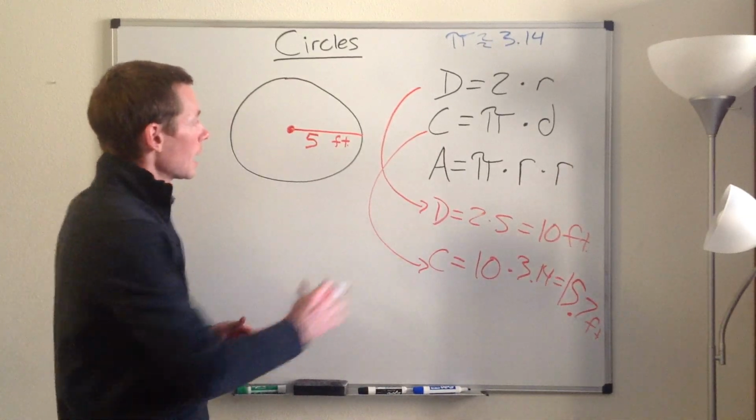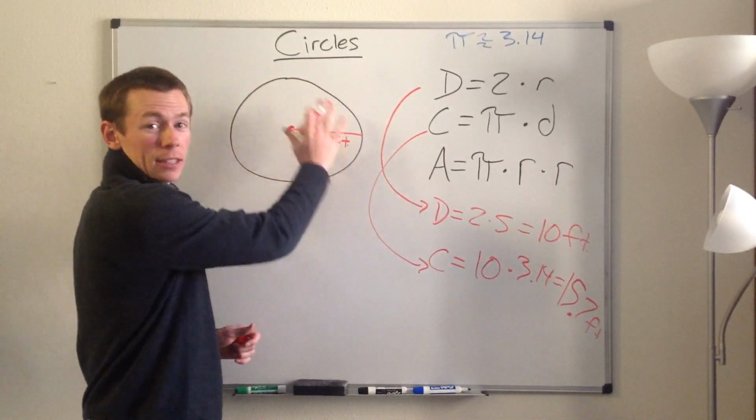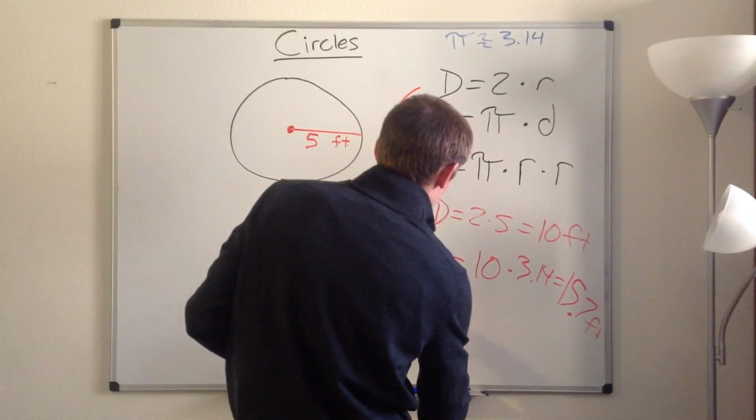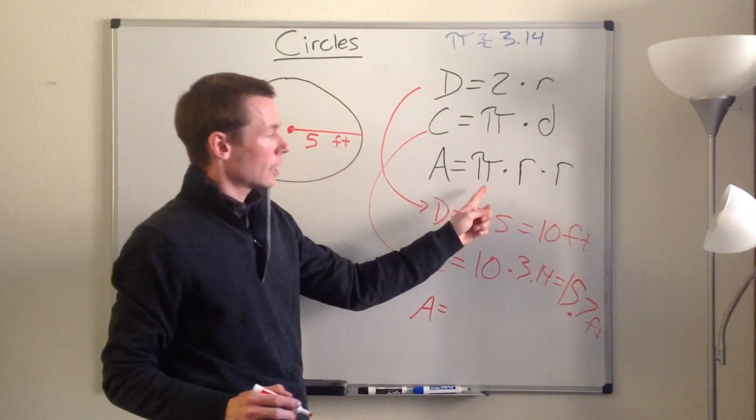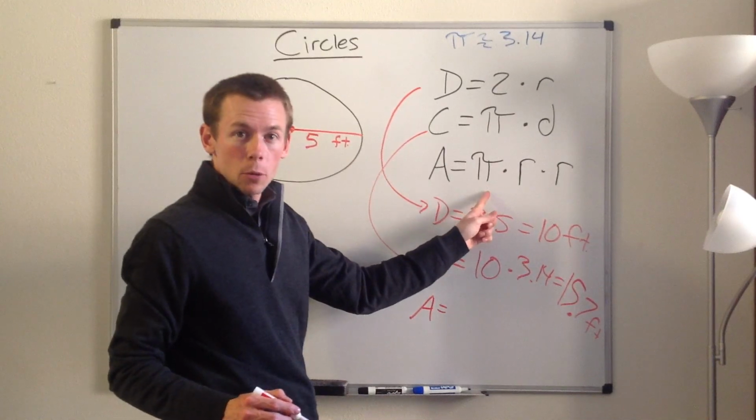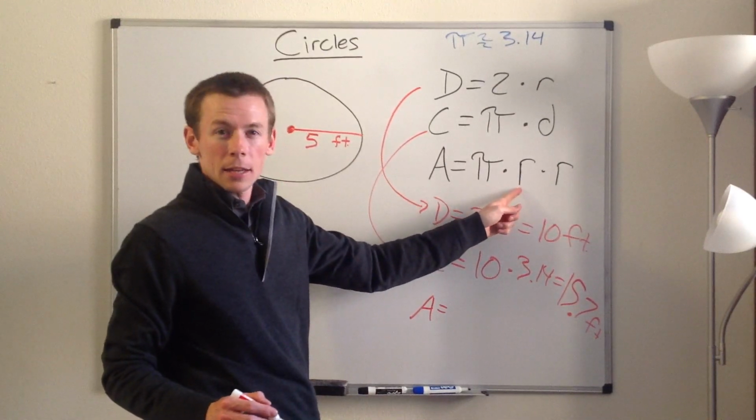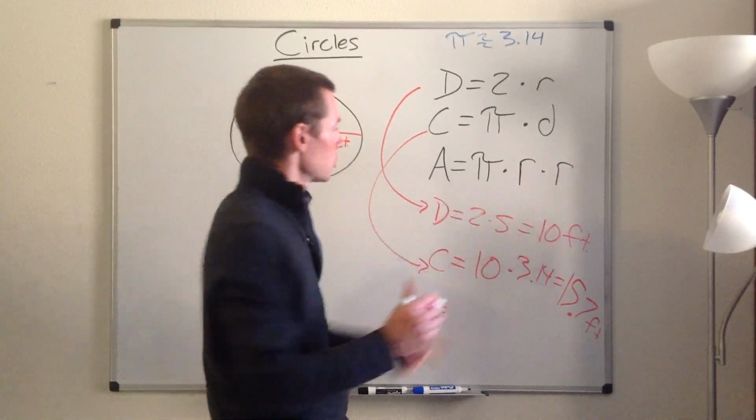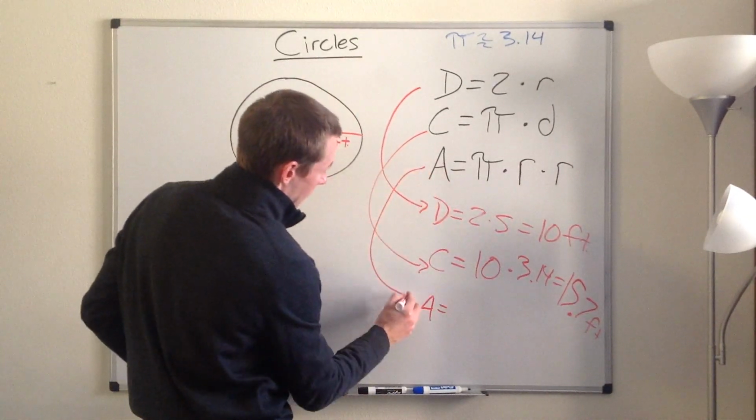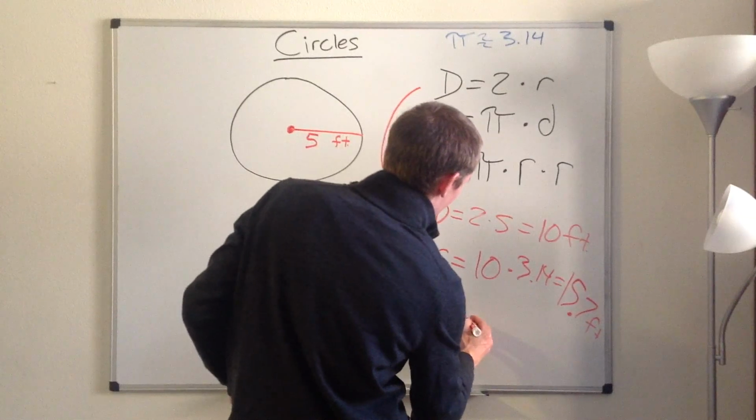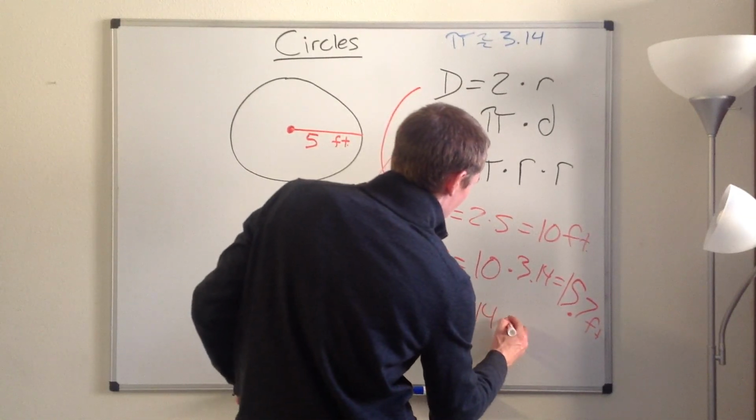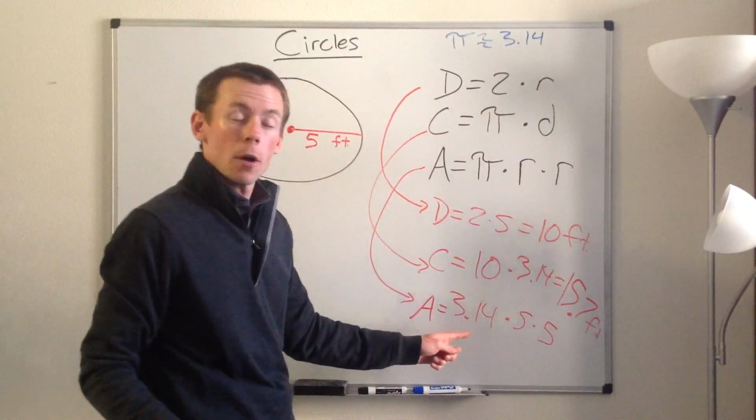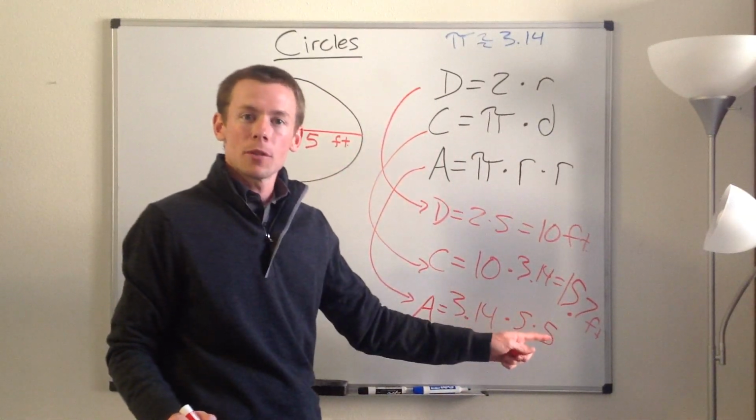And lastly, what is the area inside the circle? Well, area can be found by doing 3.14 times the radius and then times the radius one more time. So 3.14 times 5 times 5.